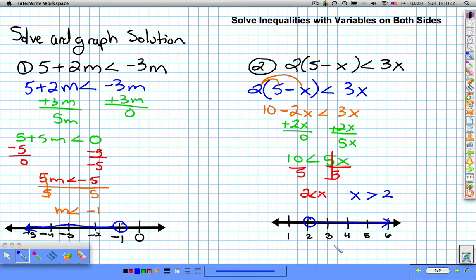So when we solve inequalities with variables on both sides, what we want is a positive variable term. So when we go to make that first move, we need to decide, okay, which one do we want to move? In this case, we moved the negative 3m to the left, and in this case, we moved the negative 2x to the left by doing the inverse operations.